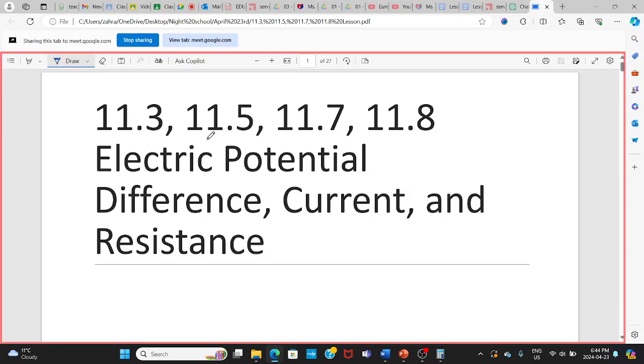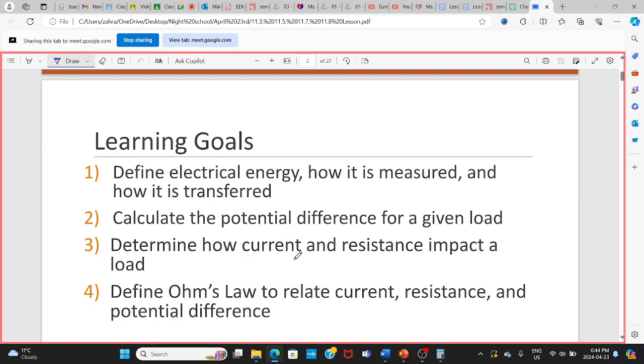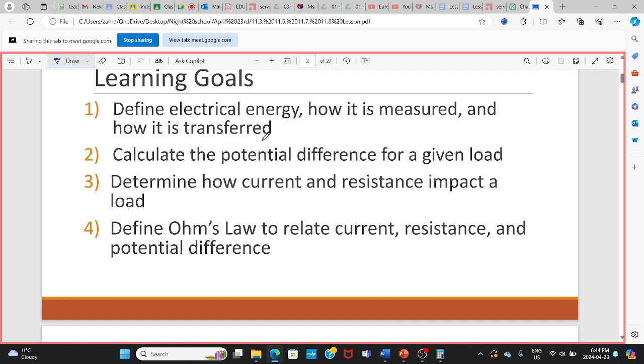Okay, 11.3, 11.5, 11.7, and 8: electric potential difference, current and resistance. The learning goal is to define electrical energy, how it's measured, and how it's transferred. Calculate potential difference for a given load. A load is like a resistance or light bulb. Determine how current and resistance impact a load. Define Ohm's law to relate current, resistance, and potential difference.